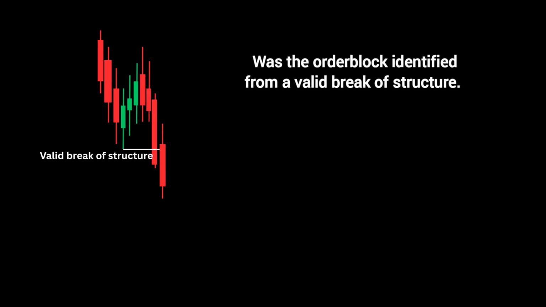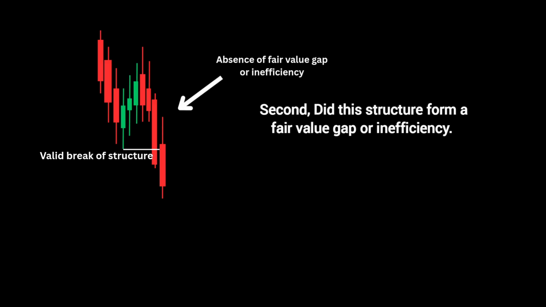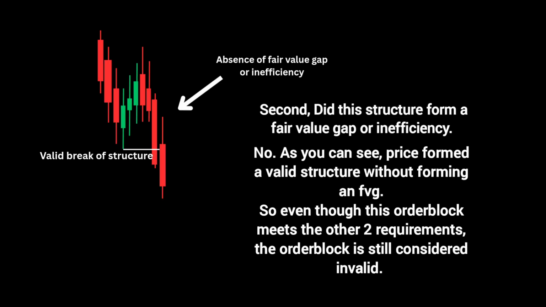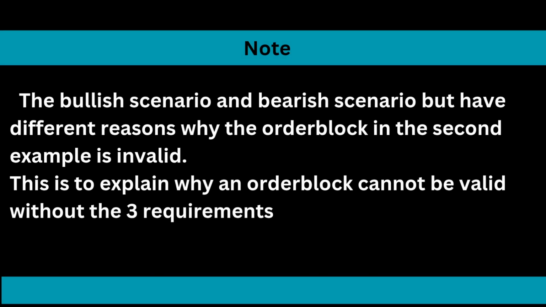Now the second diagram. Was the order block identified from a valid break of structure? Yes. Because price closed above the previous major high with the body of a candle. Second, did this structure form a fair value gap or inefficiency? No. As you can see, price formed a valid structure without forming an FVG. So even though this order block meets the other 2 requirements, the order block is still considered invalid. Note, the bullish and bearish scenarios have different reasons why the order block in the second example is invalid. This is to explain why an order block cannot be valid without the three requirements.